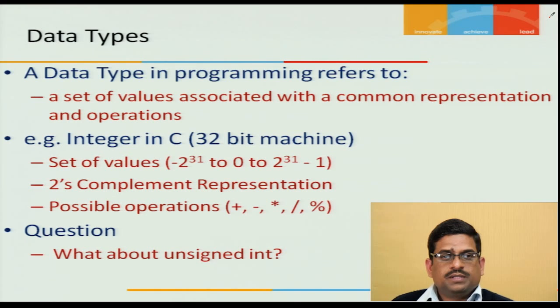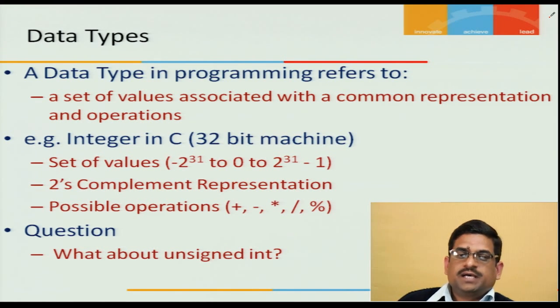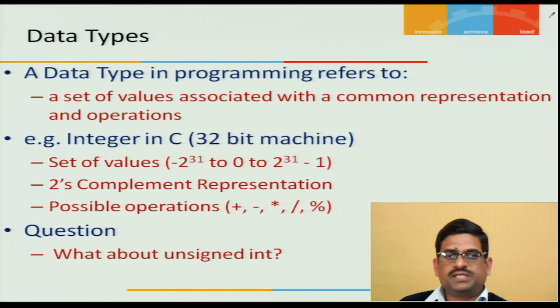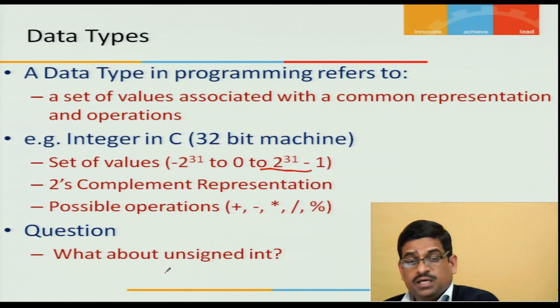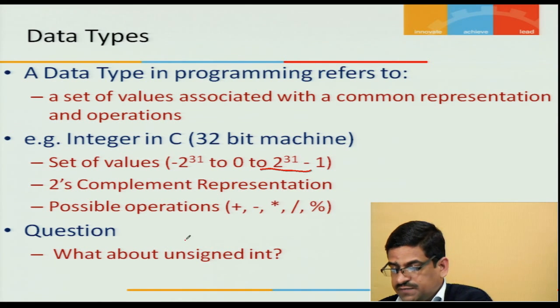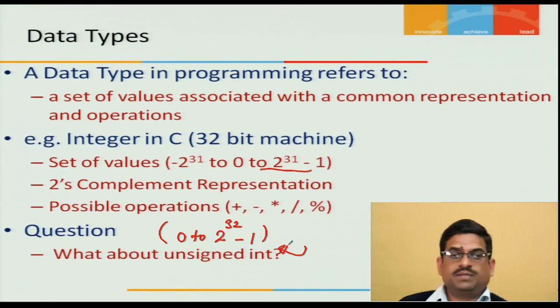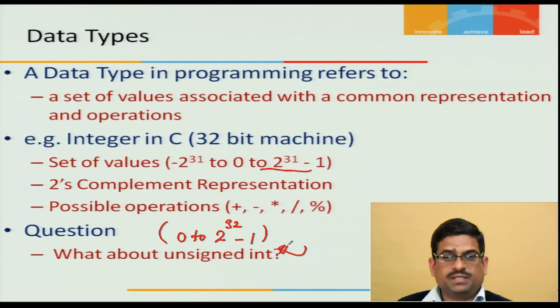Now, what about the unsigned int? Using the same 32 bits, what is the range of values I can represent in unsigned representation? There are no negative numbers, so the range is 0 to 2 raised to the power 32 minus 1. All the combinations will be used for positive numbers. So in unsigned representation, more positive numbers can be represented with the same number of bits used to represent signed numbers.